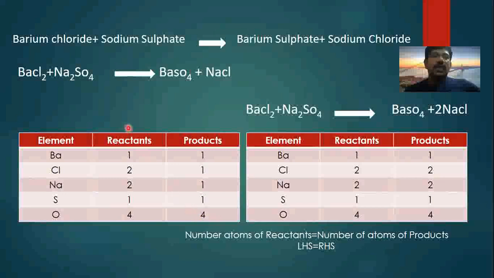This method is known as the table method. In the table method, you go on balancing row by row. Start balancing from the simplest one, which is not balanced.